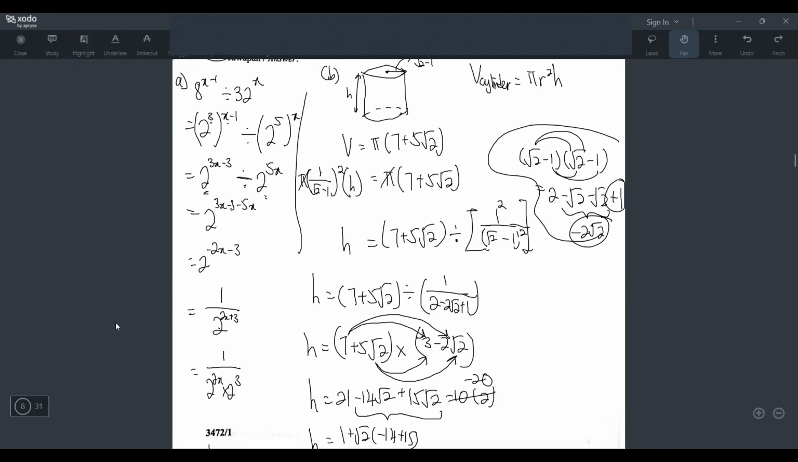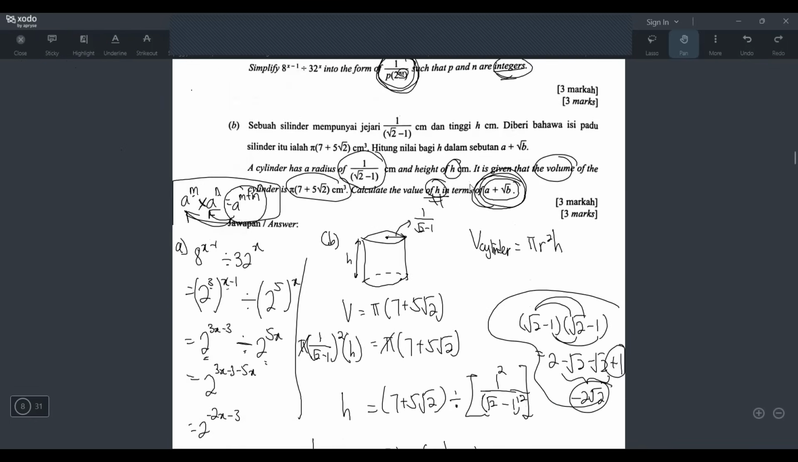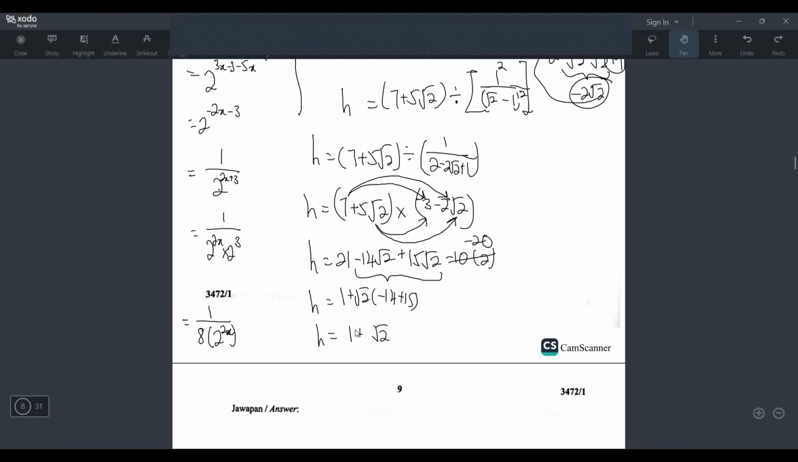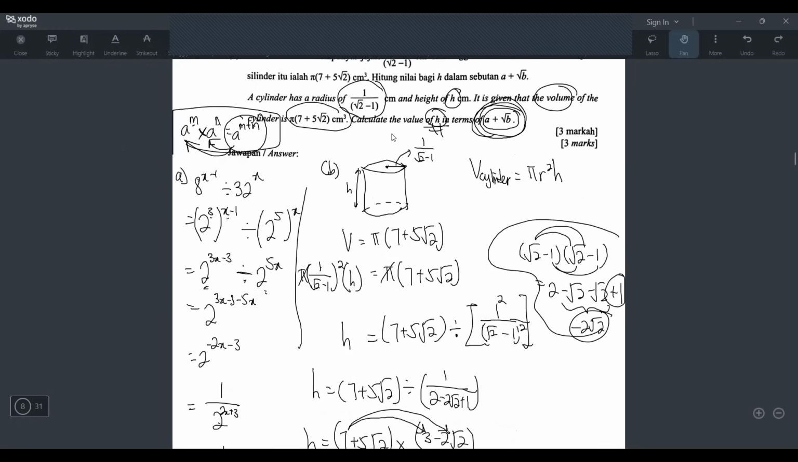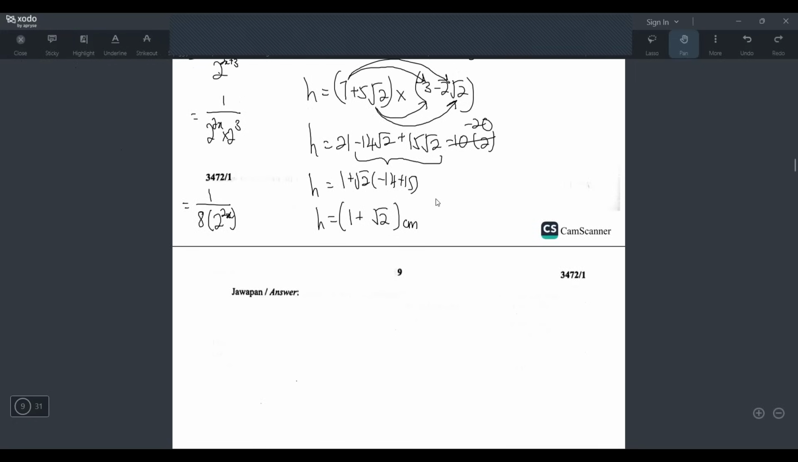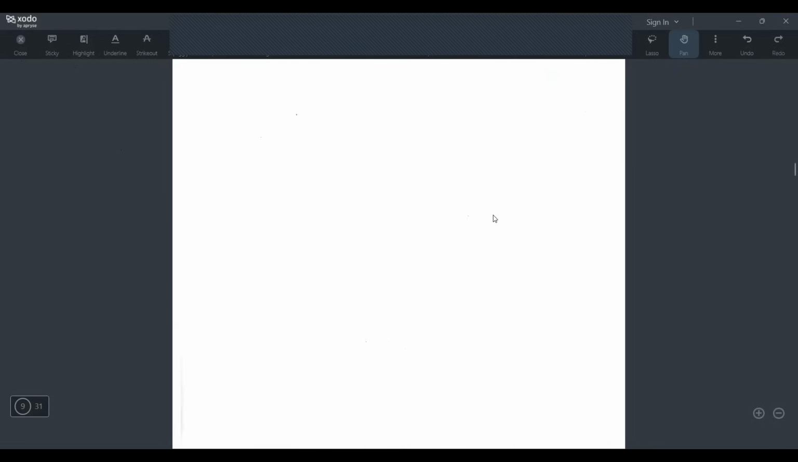So that's why I never write. So the answer is 1 plus square root 2. The question wants me to write in this form, right? So this is exactly the form they want. And since this is the height of the cylinder, I'm just going to put a bracket and write cm here, because it represents height. So that's all, that's the answer. Done. 3 marks. Very easy, yeah?